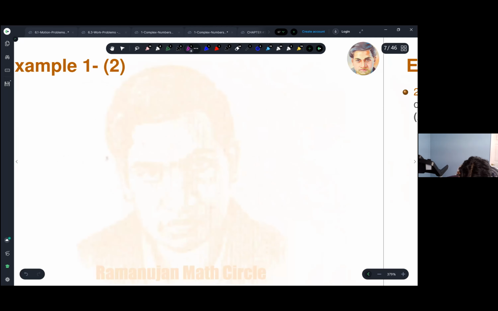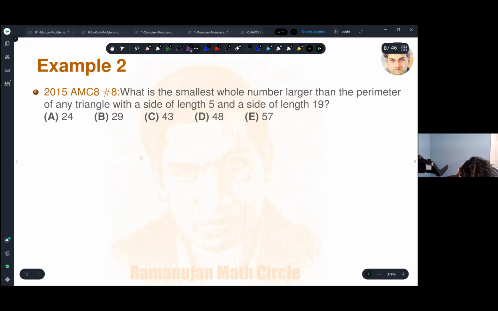Okay, next question. What is the smallest whole number larger than the perimeter of any triangle with side length 5 and side length 19? So I would like you to try this out on your own, and then we'll discuss this. You might need some tricks for this one.